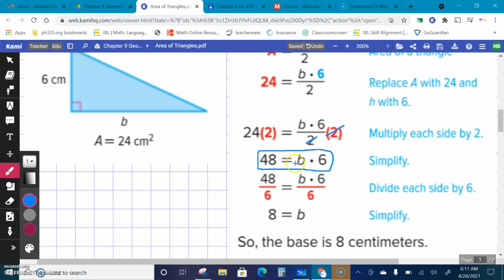All right. So we're going to do another fraction. And we're going to take the number that's with B and make it the denominator also. So that way the 6 cancels out and we're left with just B. All right. Now, whatever you do to the right side, you have to do to the left side. And 48 divided by 6 is 8. So by doing some algebra, we did some cancellation, and we came to the conclusion that the base of this triangle right here, B, is 8.